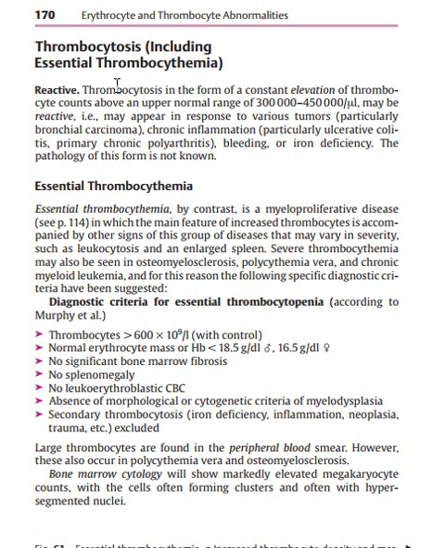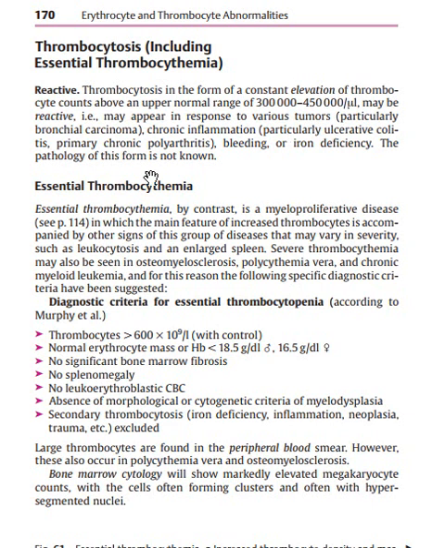Now in case of essential thrombocythemia versus a reactive thrombocytosis, this is a term for a constant elevation of thrombocyte counts above the upper limit of the range of 300 to 450 thousand cells per microliter. It may be reactive, so it may be in response to various tumors or any disorder. A reactive thrombocytosis is because of a secondary cause, so you can identify the cause that made the increased level of thrombocytes.